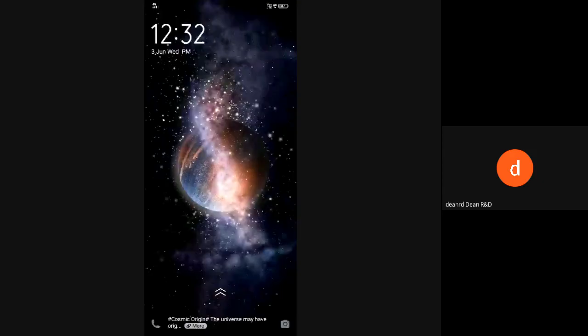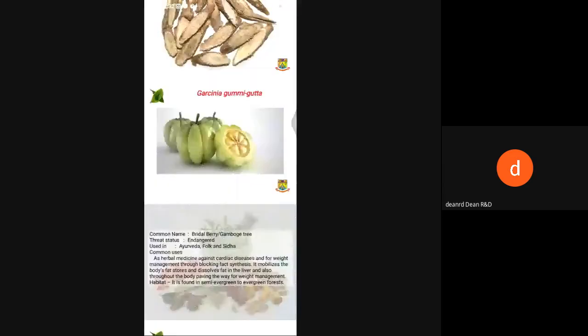This is also found in semi-evergreen and evergreen forest. Then the next one is Withania somnifera, belonging to the family Solanaceae, commonly known as Ashwagandha, coming under the classification of the endangered one, used in Ayurveda, folk and Siddha medicine. This contains many useful medicinal chemicals like the withanolides, steroidal lactones, alkaloids, choline, fatty acids, amino acids, and a variety of sugars.